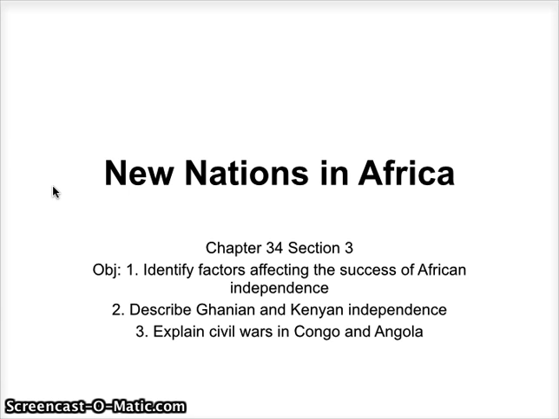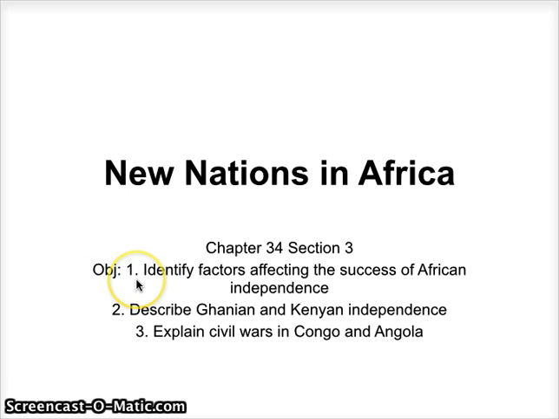Things like diamonds in South Africa, iron ore in different areas as well. Gold in the Congo and the Gold Coast. These are all things that Europeans are going in, taking over, and not really paying any attention to what people in Africa want. So here we're looking at the aftermath of Africa after World War II.